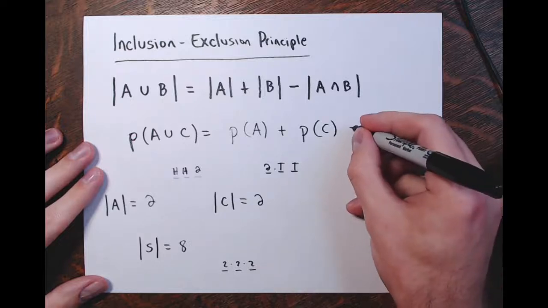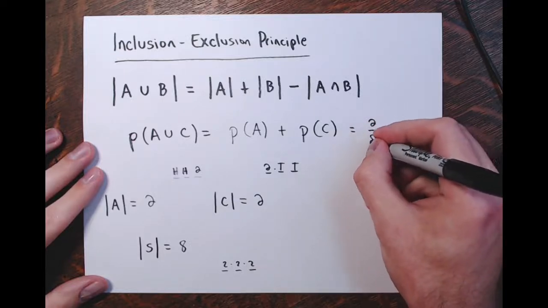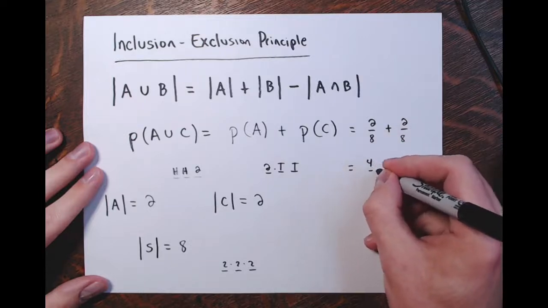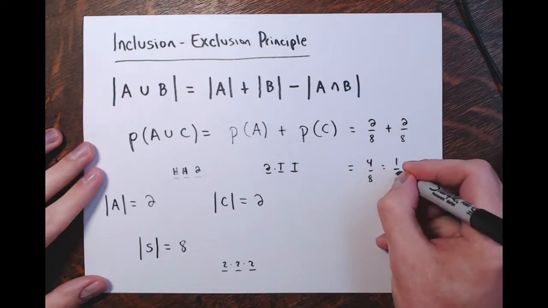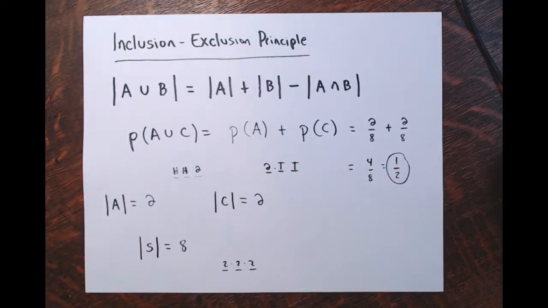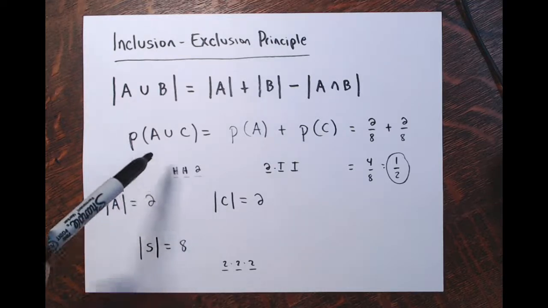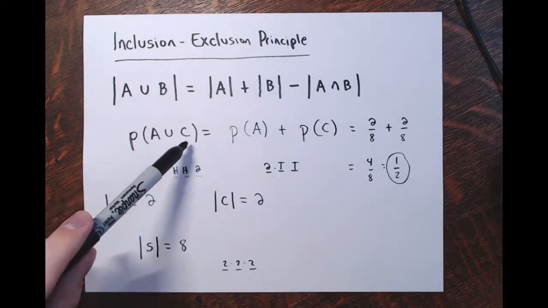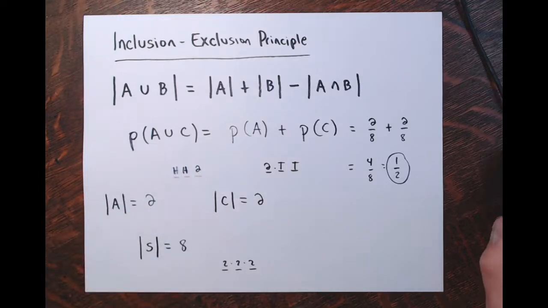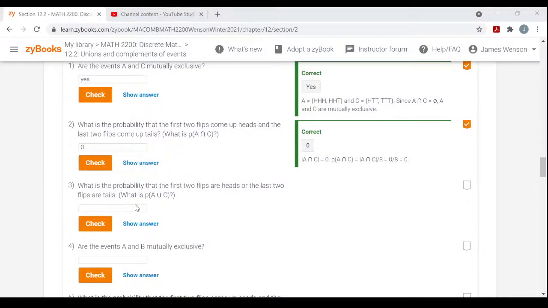So these probabilities are 2 out of 8 plus 2 out of 8, which is 4 out of 8, or reduced to 1/2. So if you flip a fair coin 3 times, the probability that the first 2 are heads or the last 2 are tails is a half. You have a 50% chance of either one of those events happening. So this probability is 1/2.